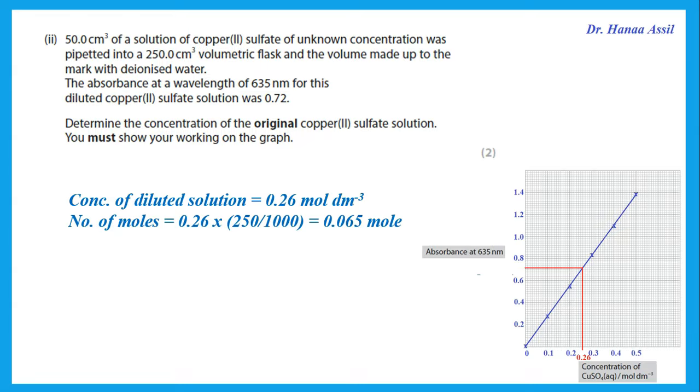So the number of moles is the concentration times the volume. So that is the number of moles in the 250. Now we want the concentration of the original 50 centimeter cubed. It's the same number of moles that we put in 250, but we're going to divide it by the volume of 50 centimeter cubed, and the original concentration comes out to 1.3 mole per decimeter cubed.